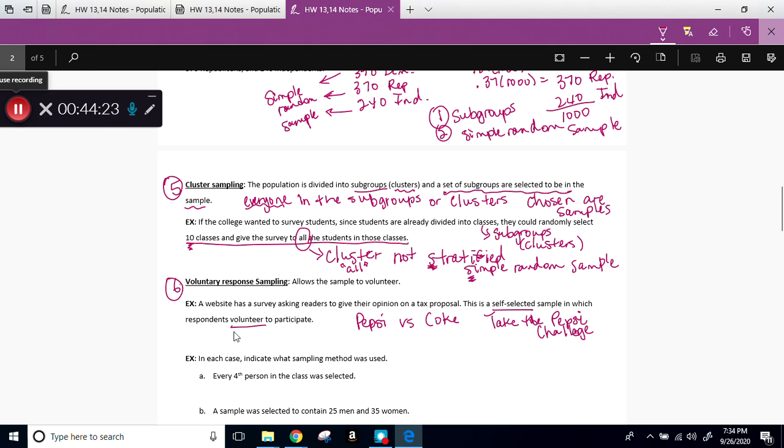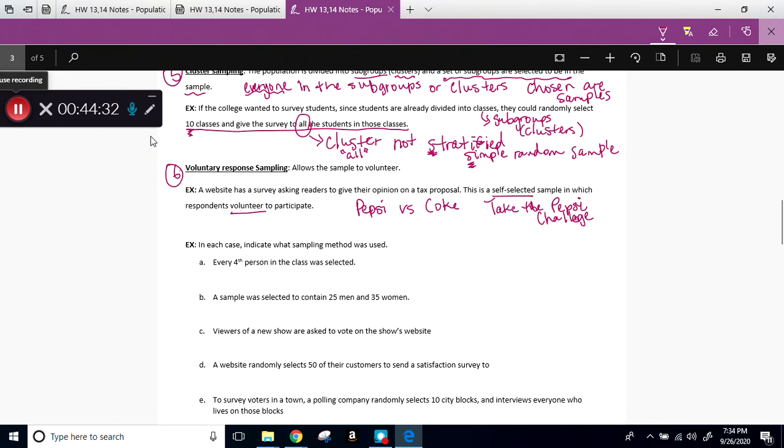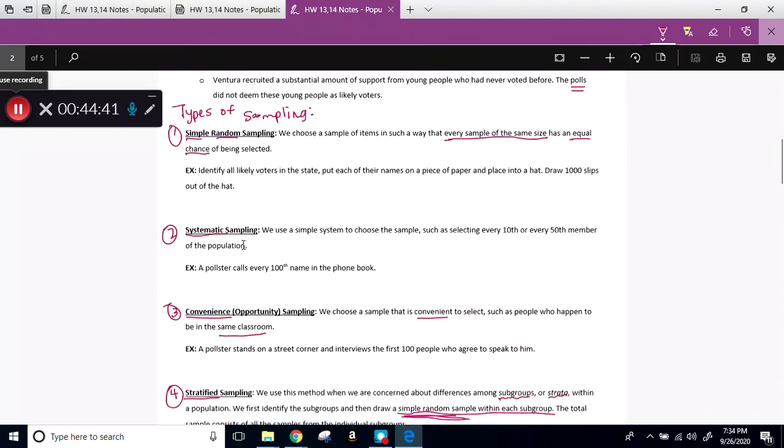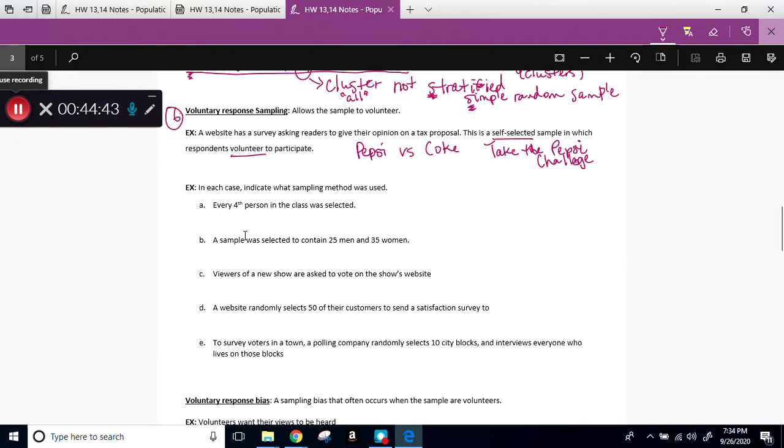So sometimes when you do that with volunteers, you're not getting a wide range of everybody. So that can cause problems. In each case, indicate what sampling method was used. So here's where you're going to talk about those 6 different kinds of sampling that we talked about and which one would go with one of these.